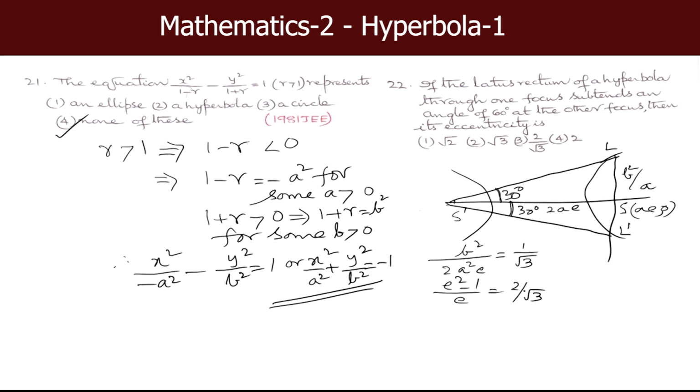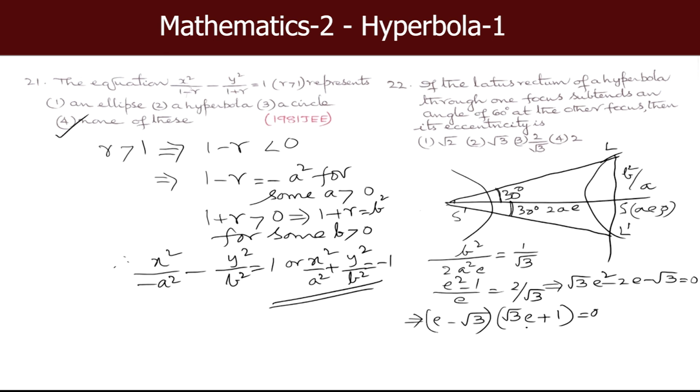Cross multiply: root 3 times E square minus 2E minus root 3. This can be factored because root 3 into minus root 3 is minus 3, minus 3 into plus 1 is also minus 3, minus 3 plus 1 is minus 2. Therefore, E minus root 3 into root 3E plus 1 equal to 0.